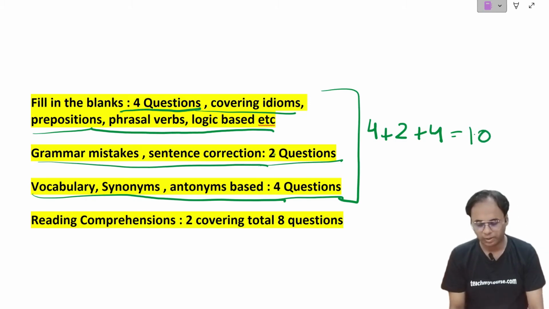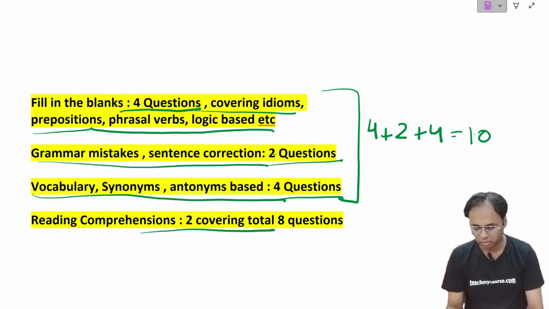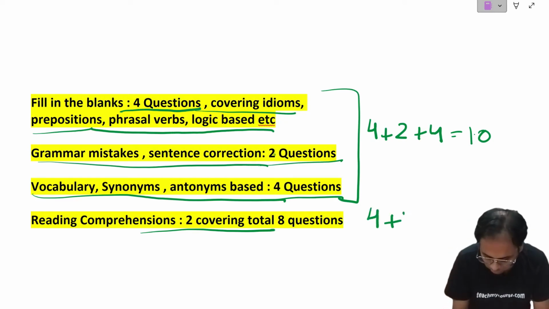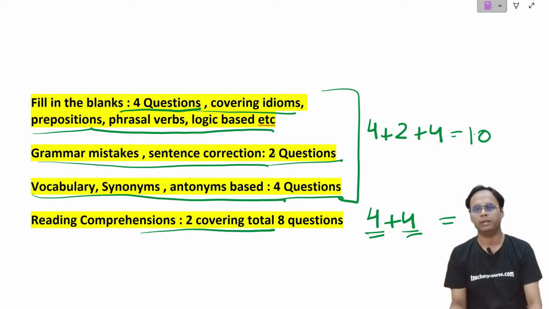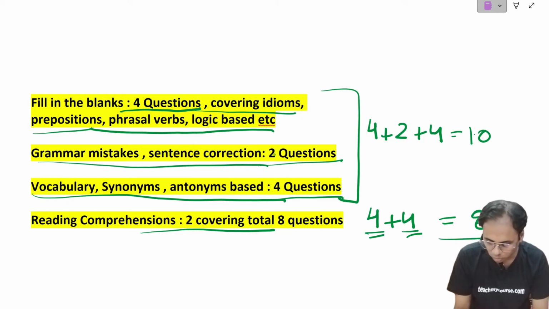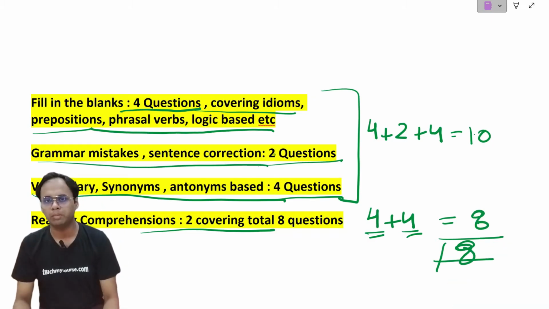And then finally we have reading comprehension. There would be a total of 2 reading comprehensions covering 8 questions, 4 plus 4. This is the first reading comprehension, this is the second. So a total of 8 questions would be based on reading comprehensions, and we get a total of 18 questions that have to be solved in 18 minutes.